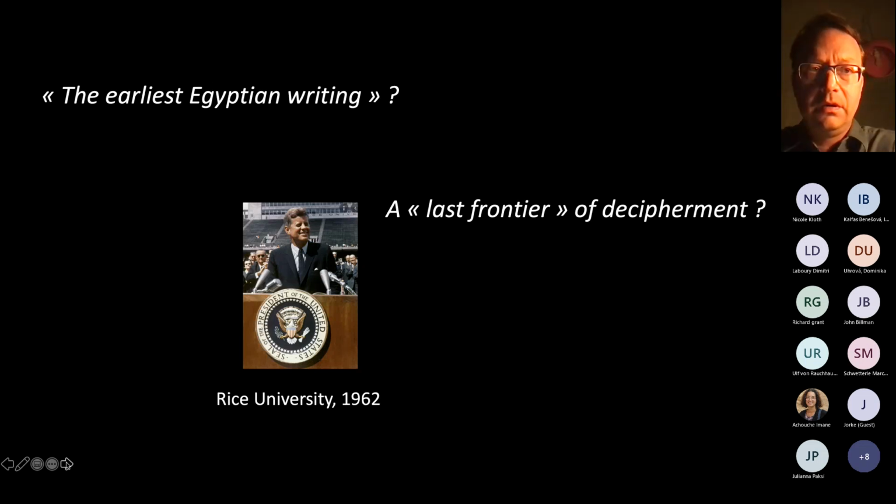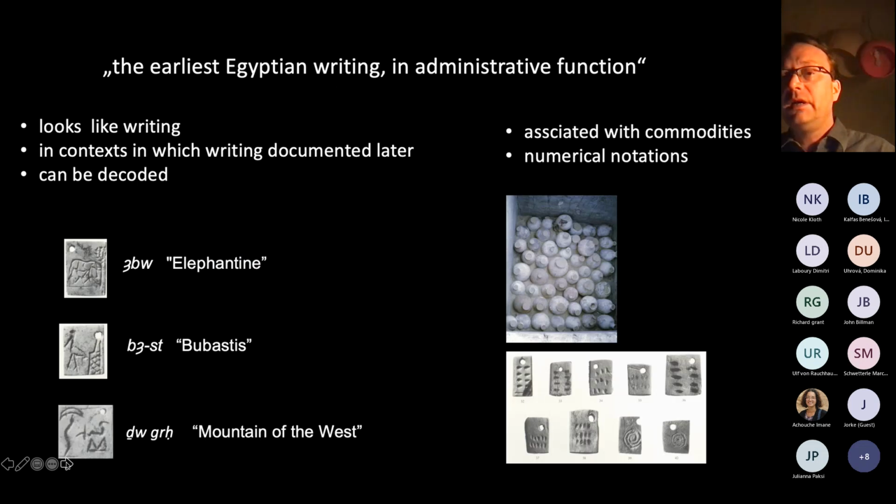And based on this, well, is this the earliest Egyptian writing? Do we have here a last frontier in decipherment? Are we going to the moon? This is certainly one major thesis, has been the dominant thesis for the first 20 years after the discovery of this material. It's a bipartite thesis. On the one hand, we have writing. On the other hand, it is an administrative function.